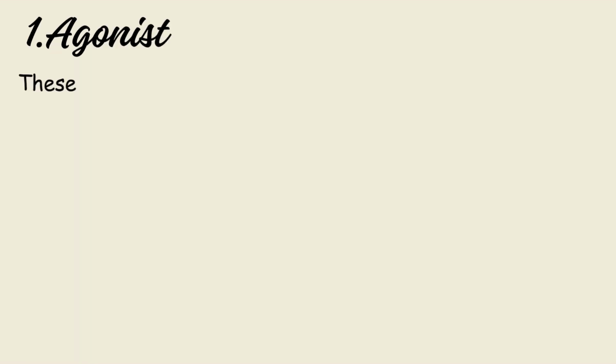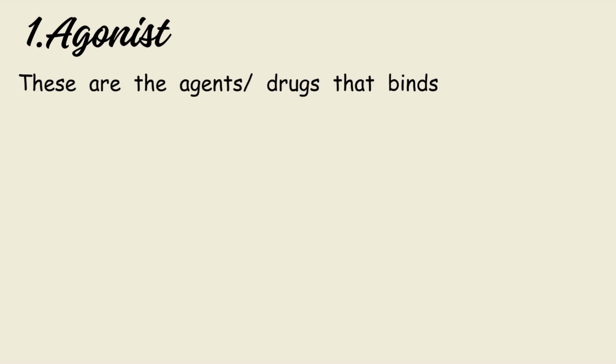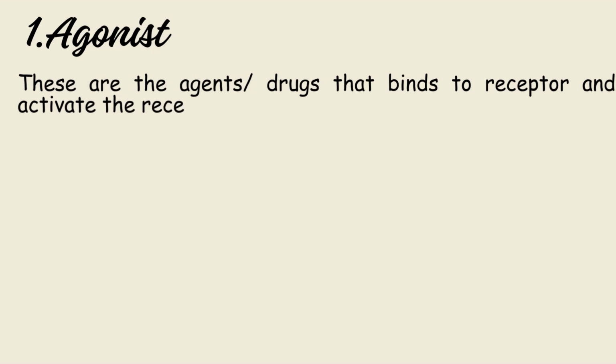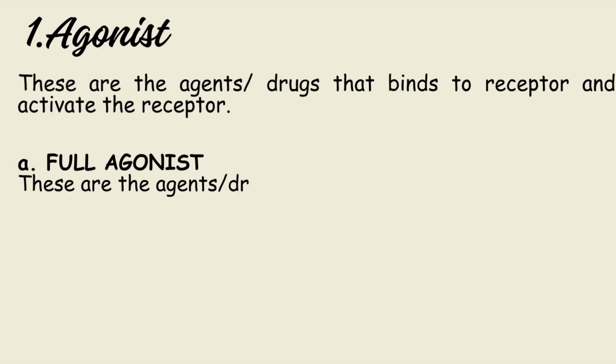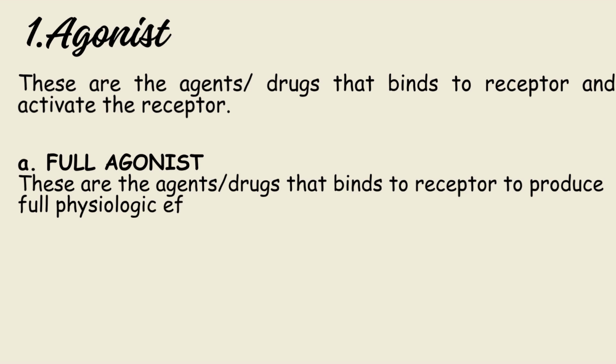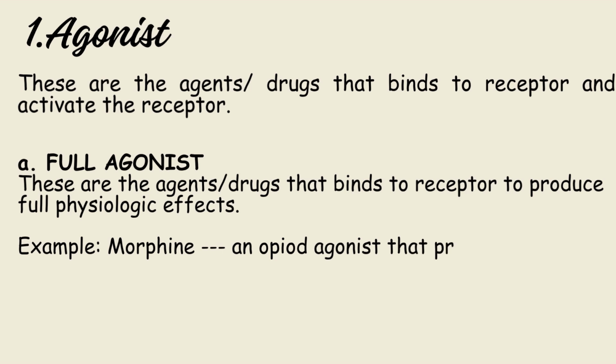Now starting with agonist. These are the agents or drugs that bind to a receptor to produce a similar physiologic effect. The point to remember here is it causes the same action as the substance that normally binds to the receptor. Now you may wonder what a full agonist does. Full agonists are the agents or drugs that bind to a receptor to produce full physiologic effects. That means they produce maximal effects. Example, morphine, an opioid agonist that produces analgesia.